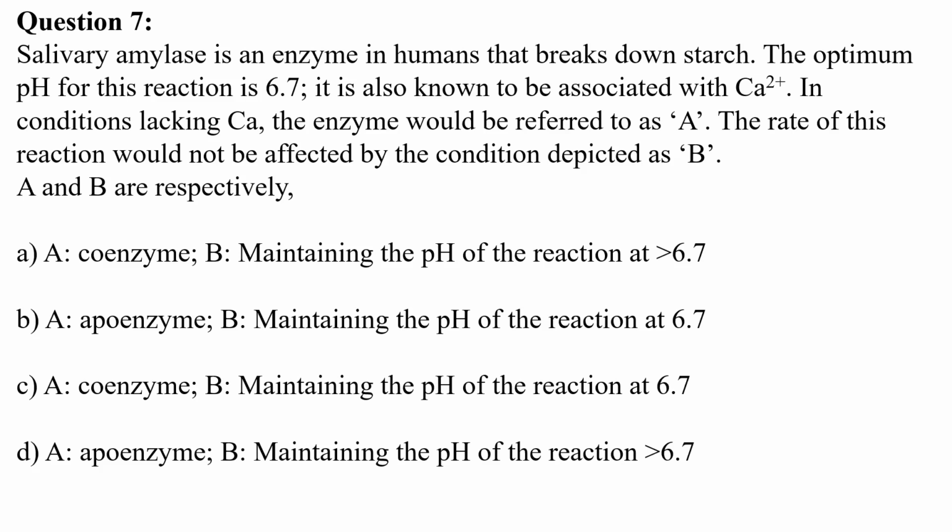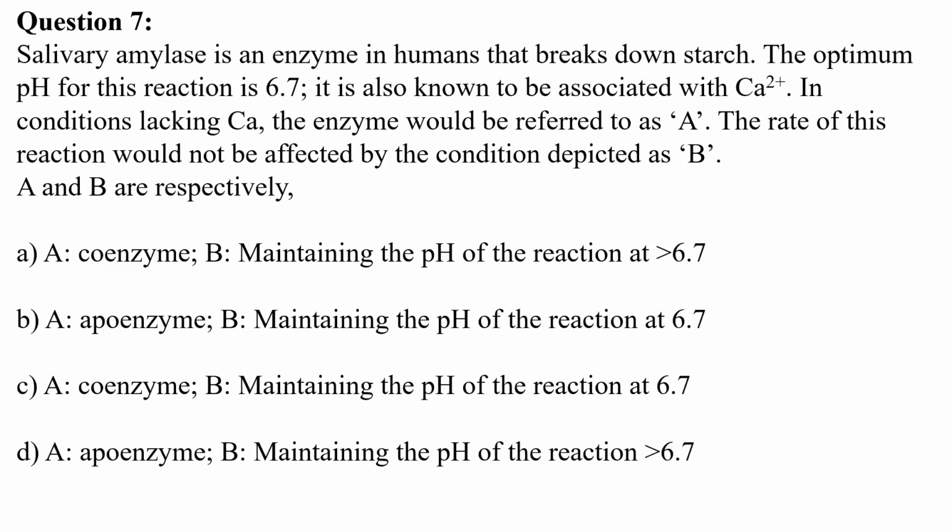So A is where the enzyme is not associated with calcium. In absence of calcium, what would you call the enzyme to be? And B is the condition in which the enzyme's activity won't be affected. Okay, so now we have the options. Option A says A, that is the enzyme, would be referred to as coenzyme, and the rate of this reaction would not be affected by maintaining the pH of reaction at more than 6.7.